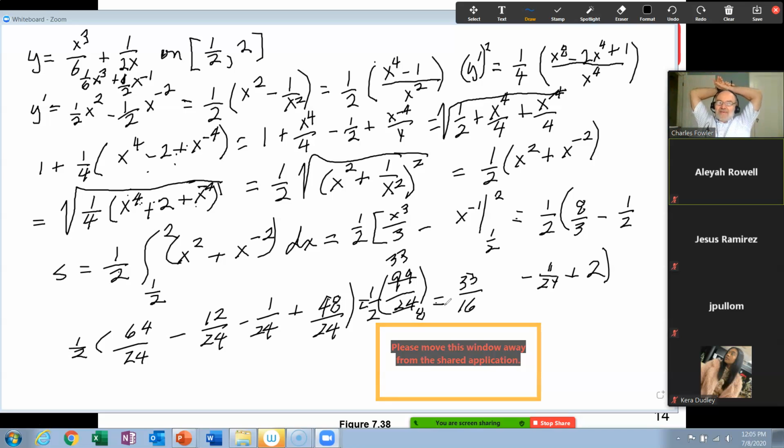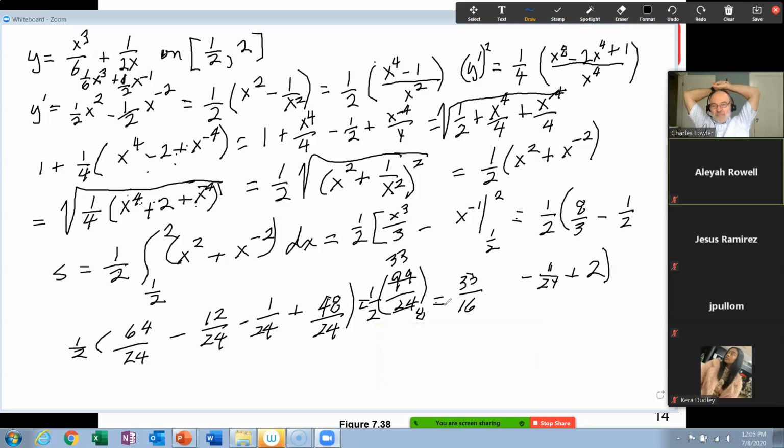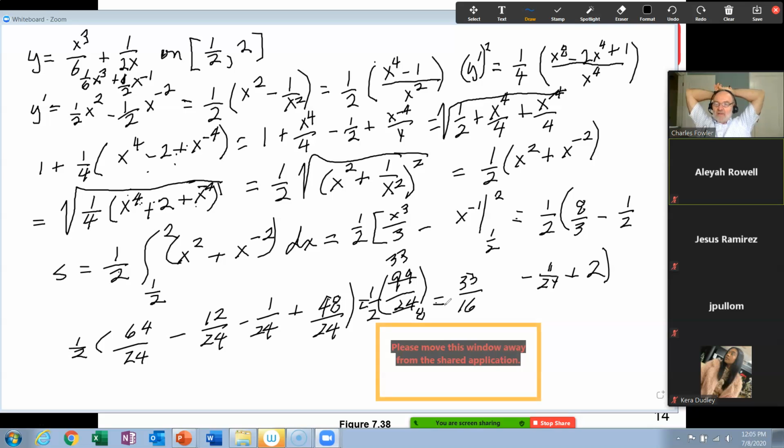All right. To me, arc lengths are not a lot of fun. You have a lot of steps, and some of those steps leads to some really bizarre expressions.